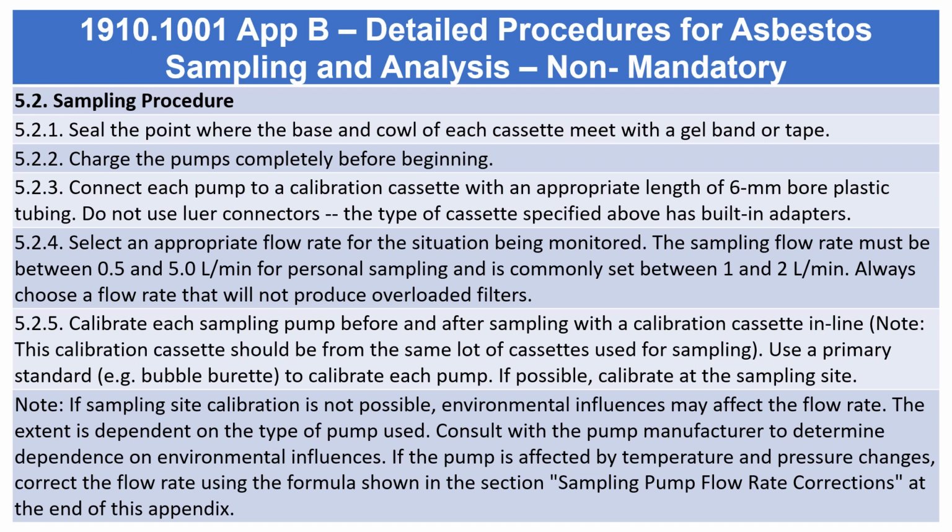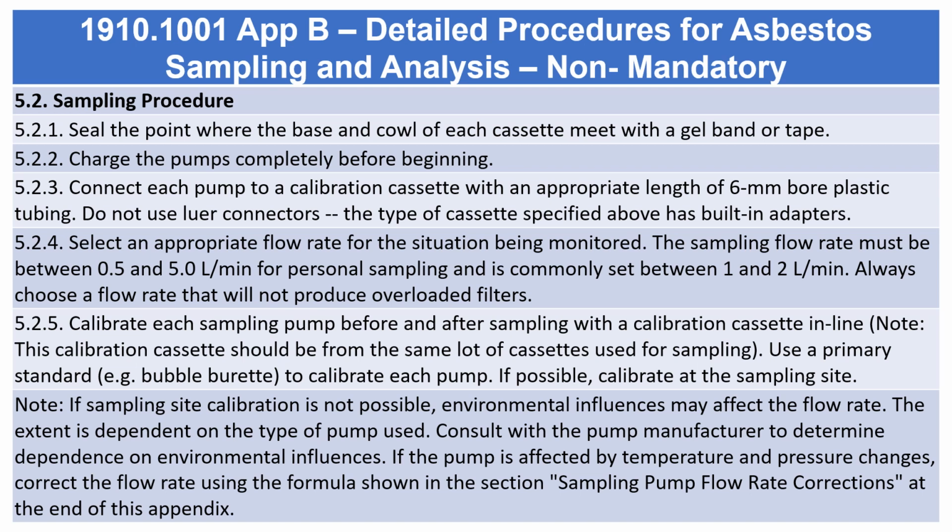5.2.5. Calibrate each sampling pump before and after sampling with a calibration cassette in-line. Note: this calibration cassette should be from the same lot of cassettes used for sampling. Use a primary standard, e.g., bubble burette, to calibrate each pump. If possible, calibrate at the sampling site.